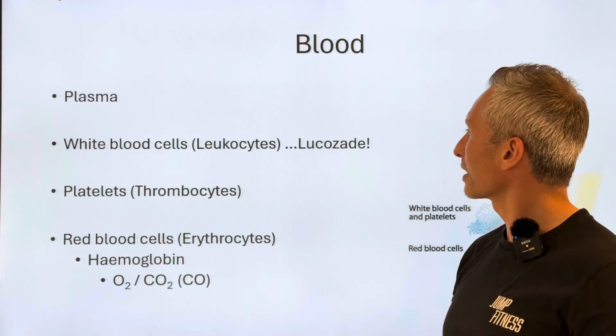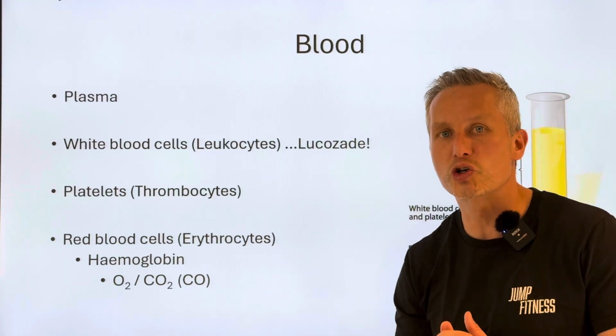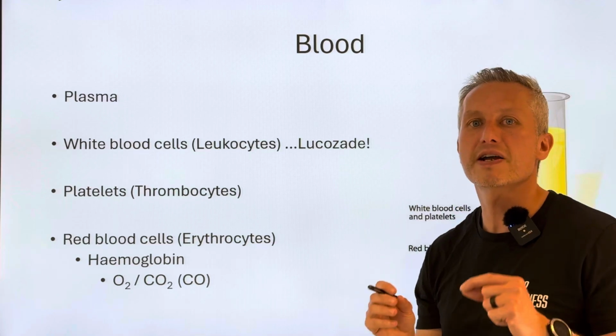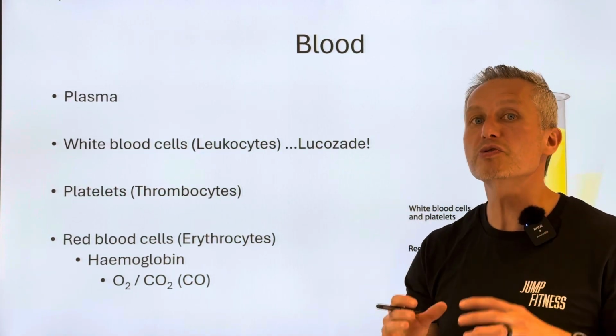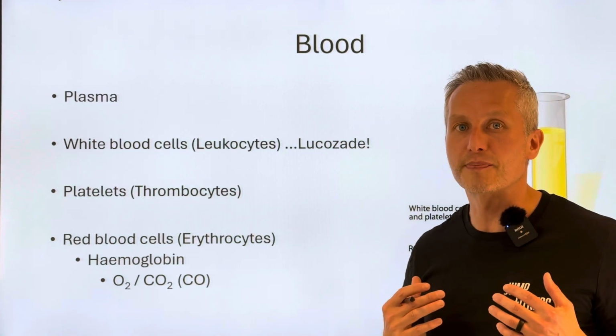So number one, blood cell number one, white blood cells, otherwise known as leukocytes. So leukocytes are our bacteria fighting cells. They are the cells that are part of our immune system, and they're going to keep us healthy from anything we have been infected by.